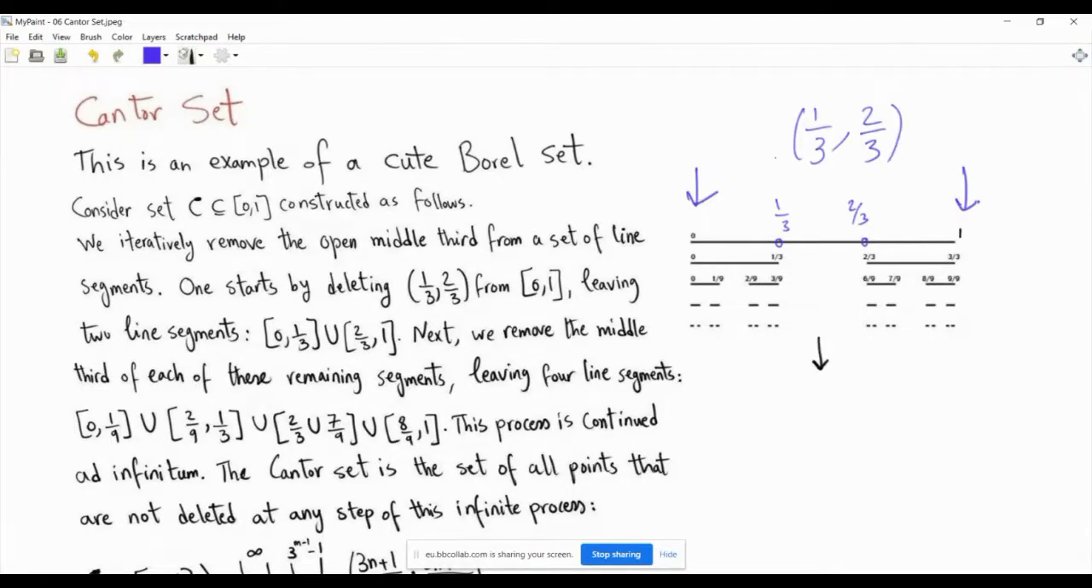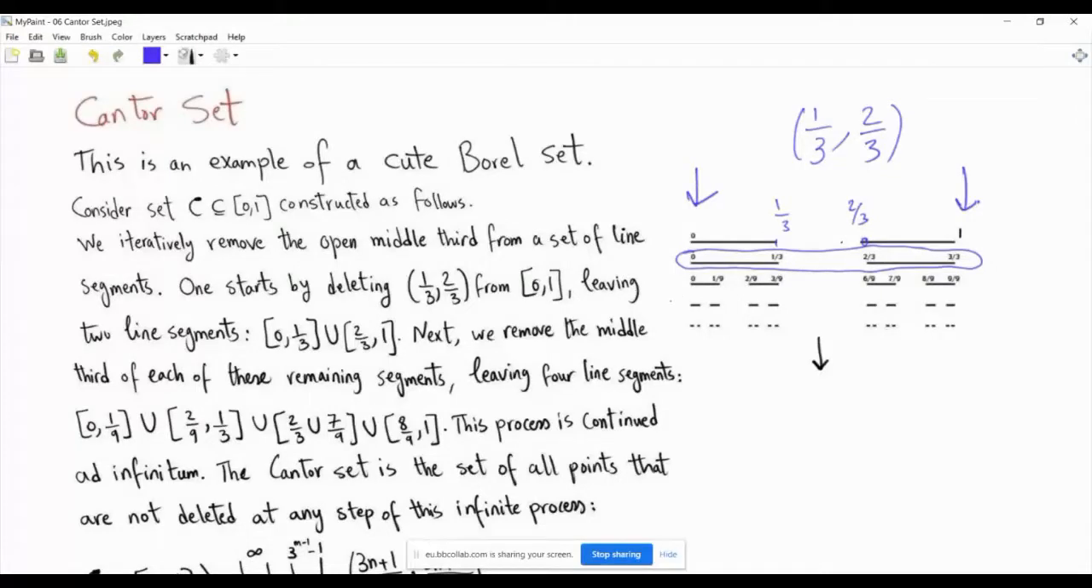And then we remove this. So our second step of construction will start with something like this. We have from 0 to 1/3 inclusive, from 2/3 to 1 inclusive, but numbers strictly greater than 1/3 and strictly smaller than 2/3 are gone.